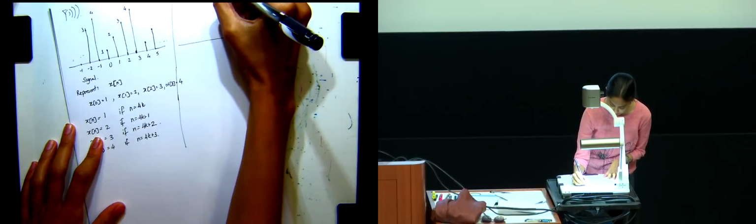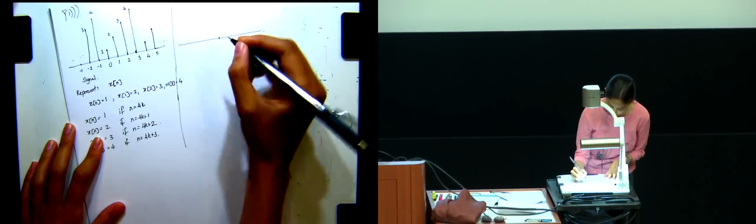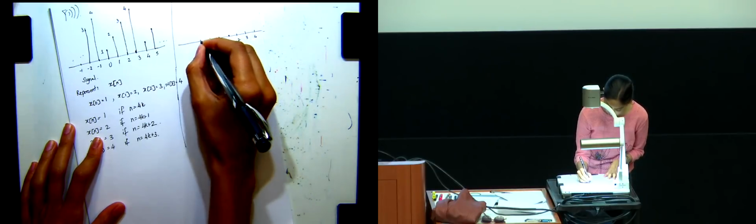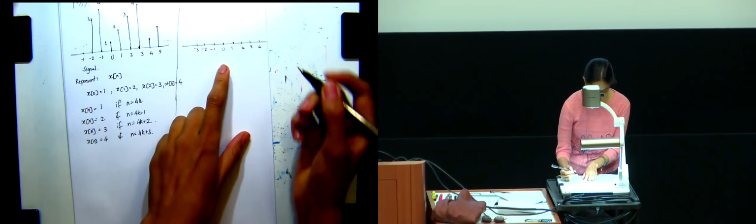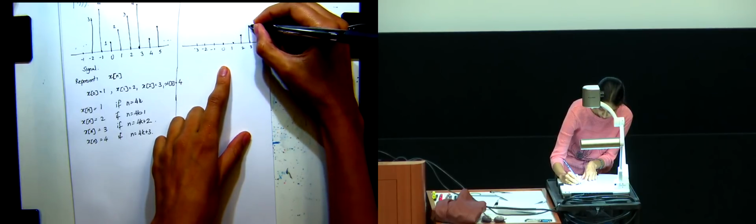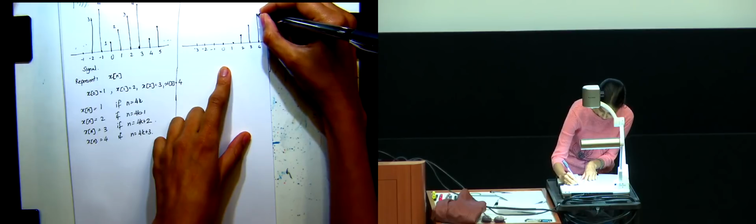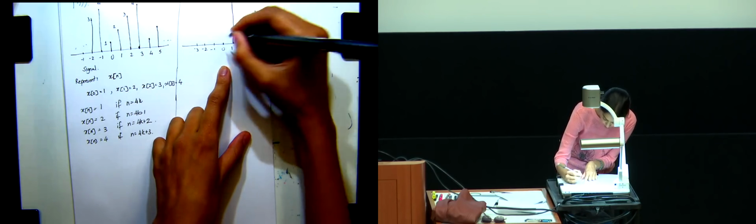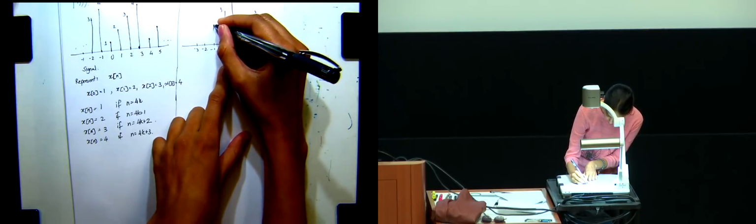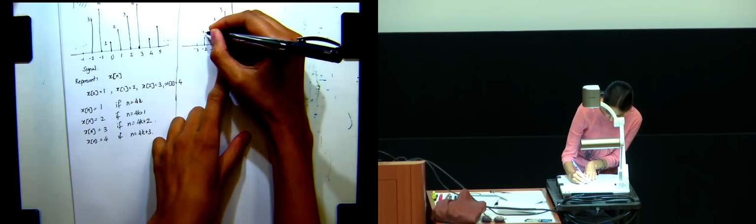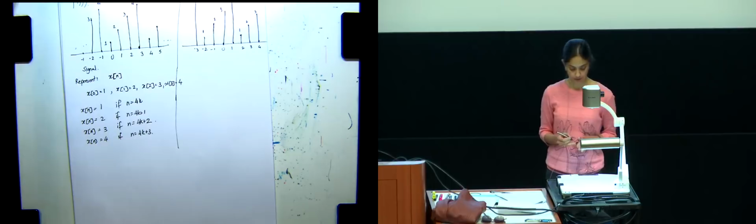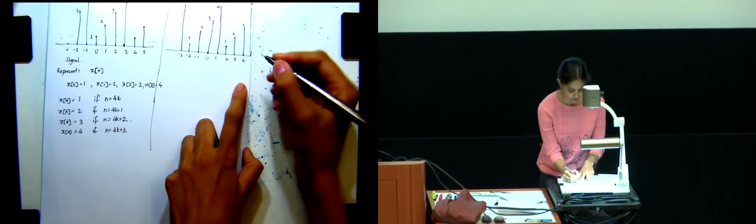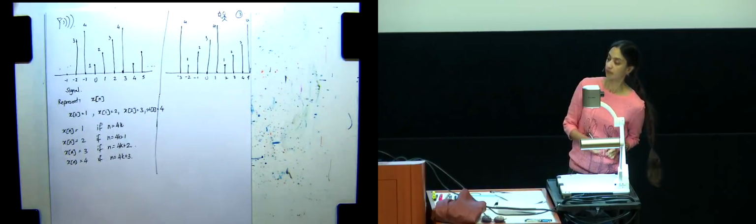So here's the receiver. We have 0, 1, 2, 3, 4, minus 1, minus 2, minus 3. And let's say we receive the following. And let me just draw this here.